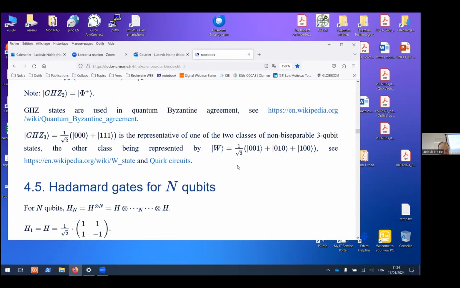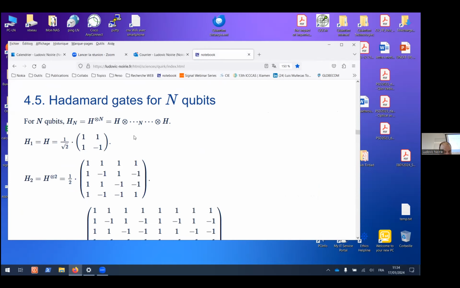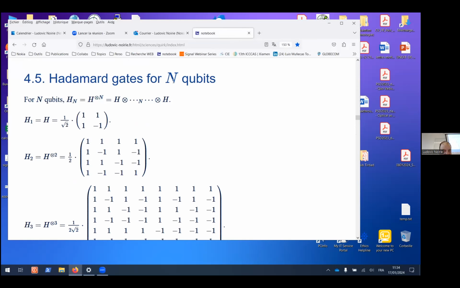There is another gate here, the W state, but I will not show it. I'm running out of time. I think I will finish today with this one. Hadamard gates for n qubits. It's simply the application of the H gate on each qubit. So it is the tensor product of H.